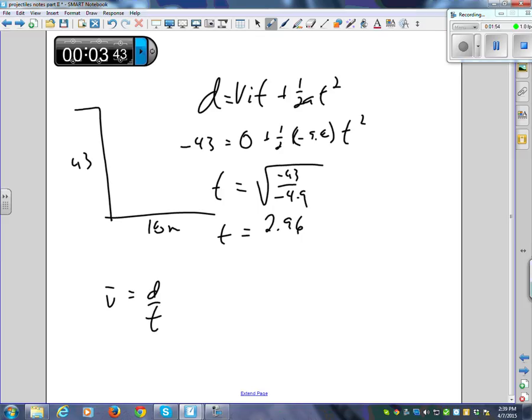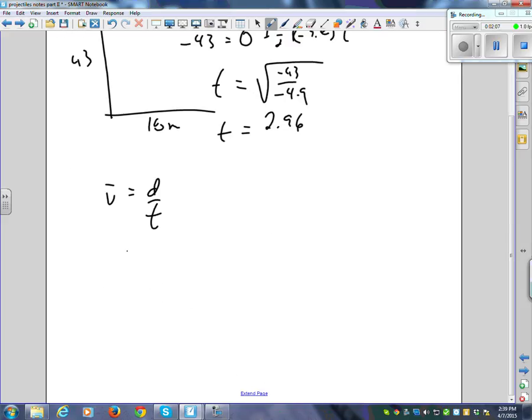Same formula as before. Listen, you guys. Same formula as before. But now, instead of knowing this one, what do I know? I know this one. All you got to do is take that distance, which is 18, divided by the time. That's all there is to it. 6 meters per second.